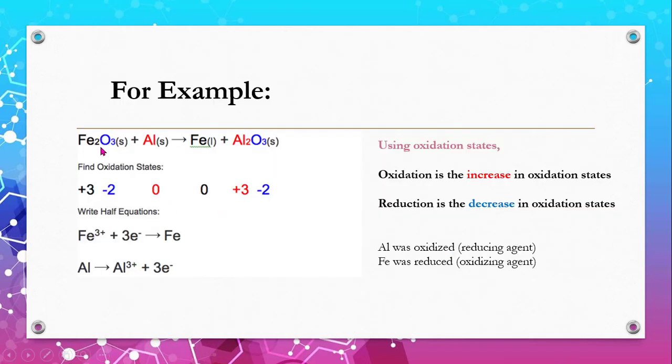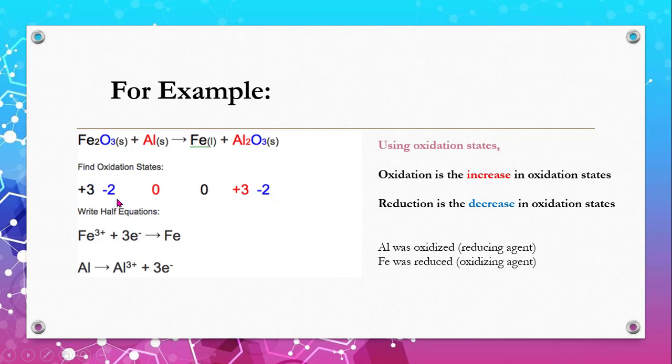So we have iron oxide reacting with aluminum to form pure iron and aluminum oxide. So each one of these atoms or elements is given an oxidation state below. So here iron has an oxidation state of +3, oxygen has a state of -2, aluminum 0, iron 0, aluminum here is +3, and oxygen here is -2, right?